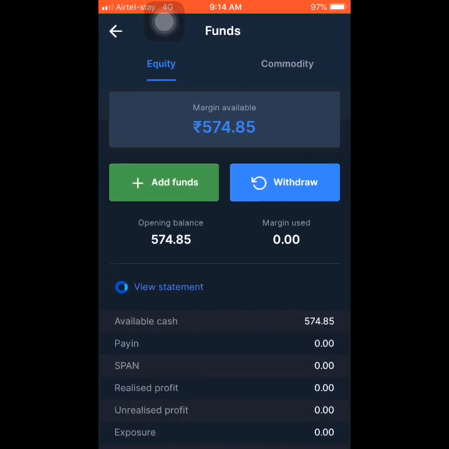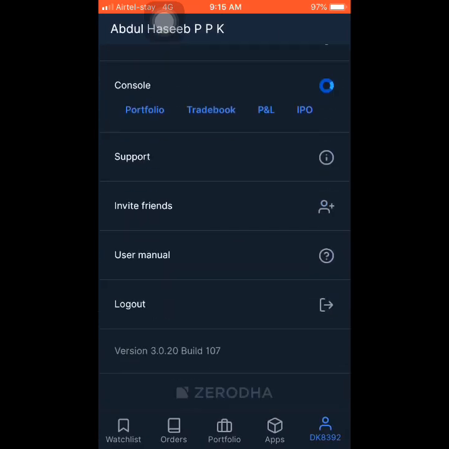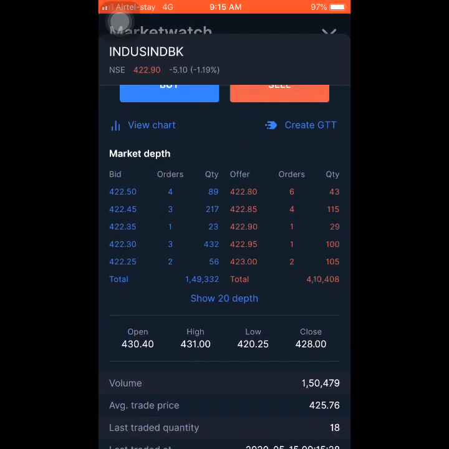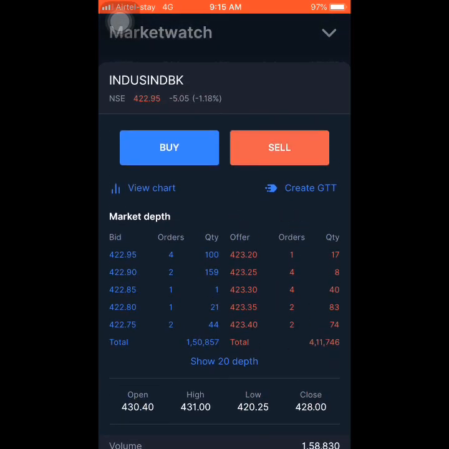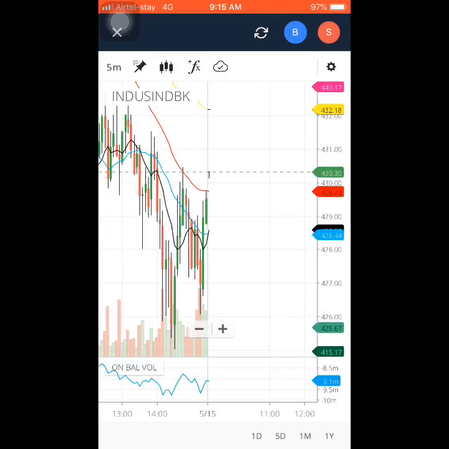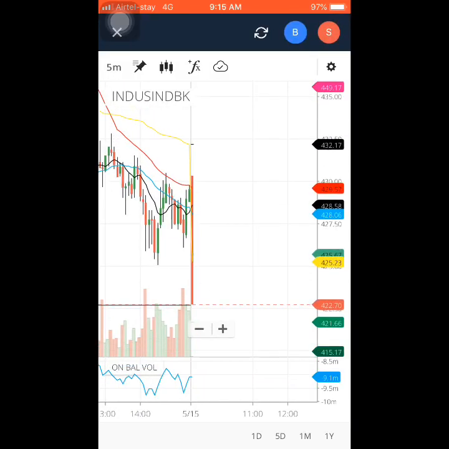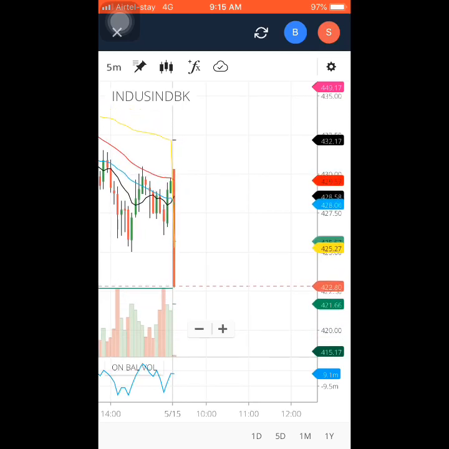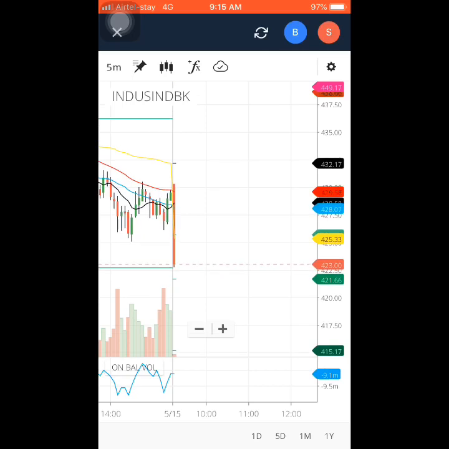You can see here my opening balance is 574.85 rupees only. I am trading with this money. Let's see, it's 9:15 Friday, 15th May. Market has opened. We may get a chance in IndusInd Bank for trading. If that takes support at the pivot support level, then we can go for a quick position.